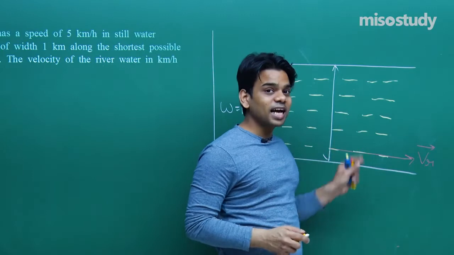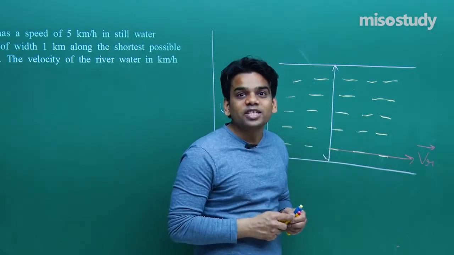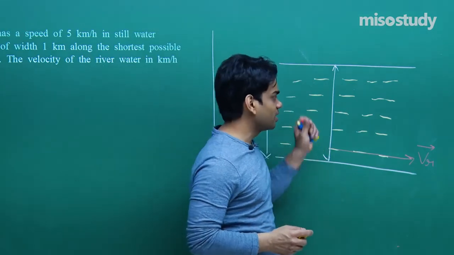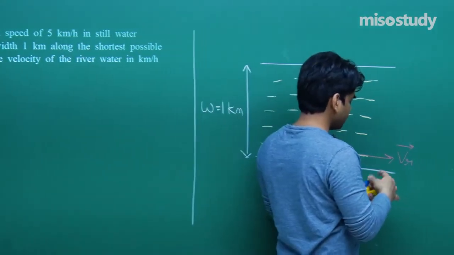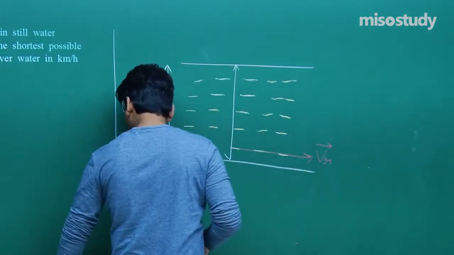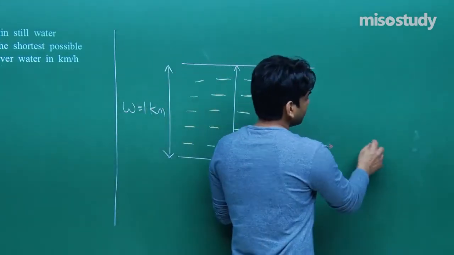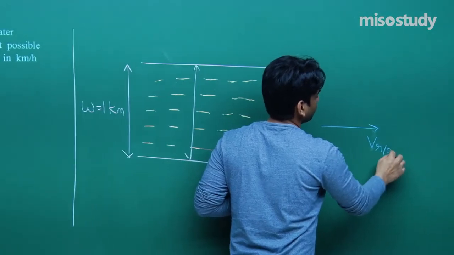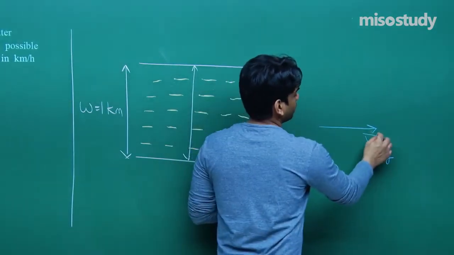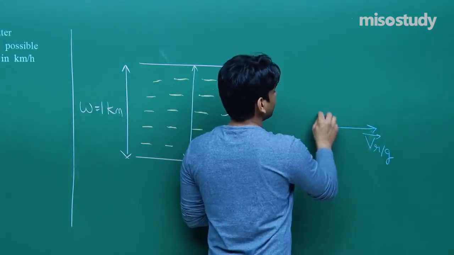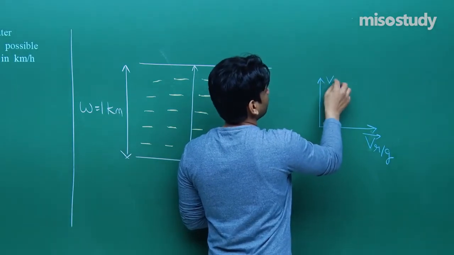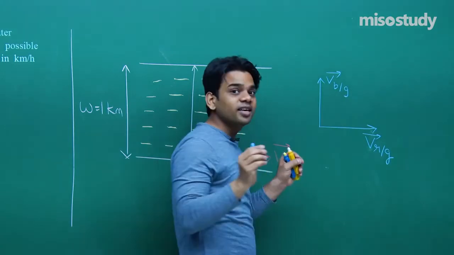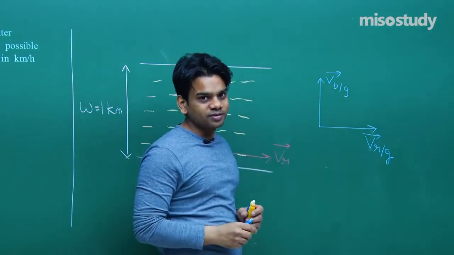Its net velocity has to be along this path. That is, velocity of boat with respect to ground should be along this path. So let me show you a vectorial notation, and let me show you separately here. This is velocity of river with respect to ground. Vectorial notation. This is velocity of boat with respect to ground as per the given statement within the question.